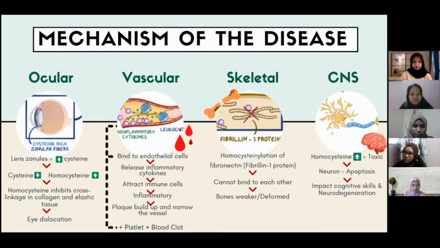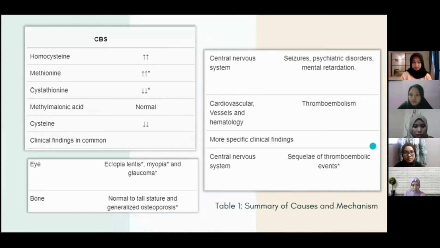Next, this is the summary table for the causes and mechanisms. More details of eye lens dislocation, vascular effects, skeletal and neurological problems, and overall symptoms will be explained in the next slide by the next presenter. That's all.